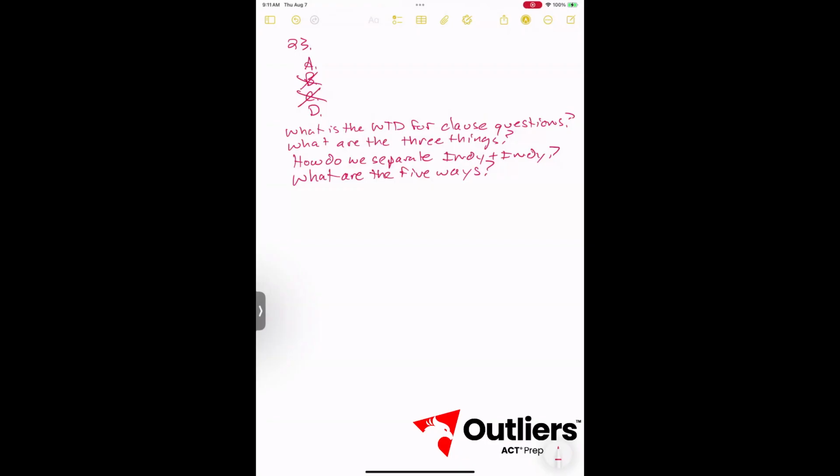Answer D just has clauses separated improperly. We have 2 independent clauses. We have a comma separating them, which is not one of the 5 ways. And therefore, we can eliminate D because the clause is separated improperly, just confirming our answer A.